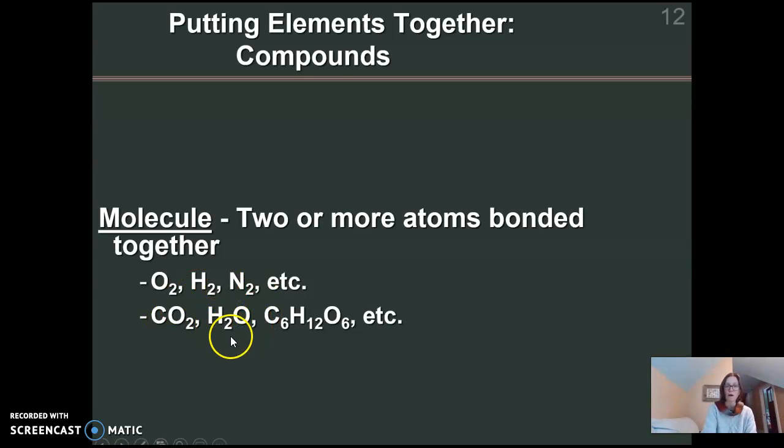So in water, H2O, we have 2 atoms of hydrogen and 1 atom of oxygen. In C6H12O6, do you know what that is? That's glucose. We have 6 atoms of carbon, 12 atoms of hydrogen, and 6 atoms of oxygen bonded together. So this is a relatively larger molecule with 24 total atoms, 3 different elements combined. It's a little bit larger than water and carbon dioxide.